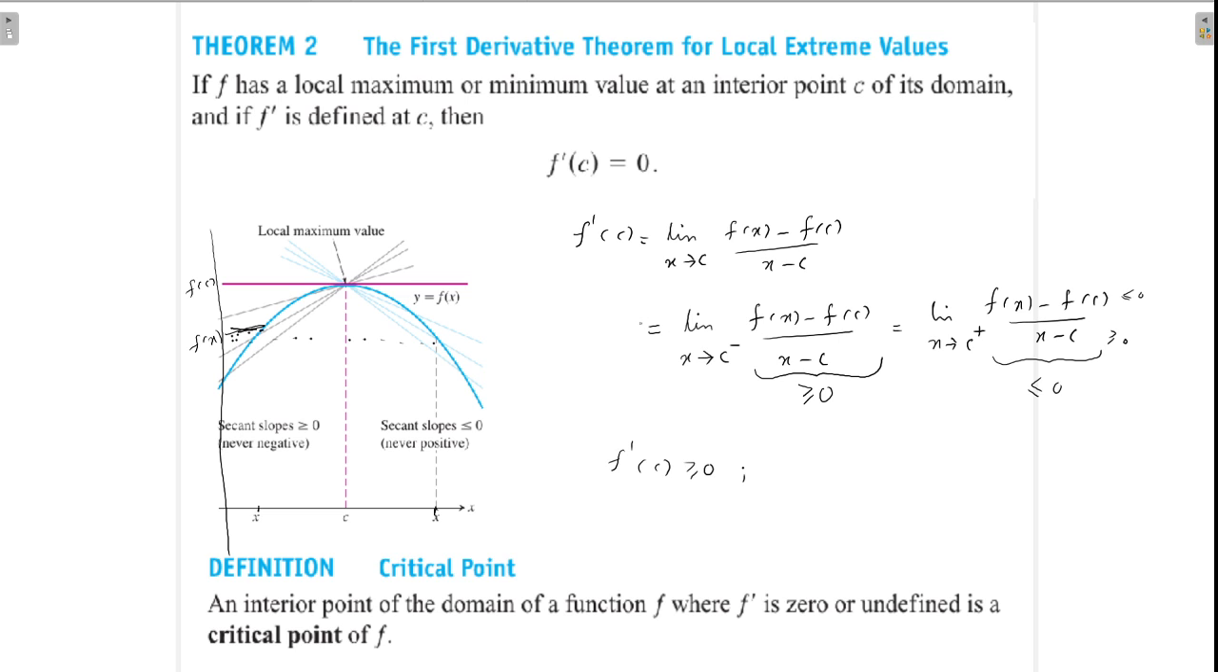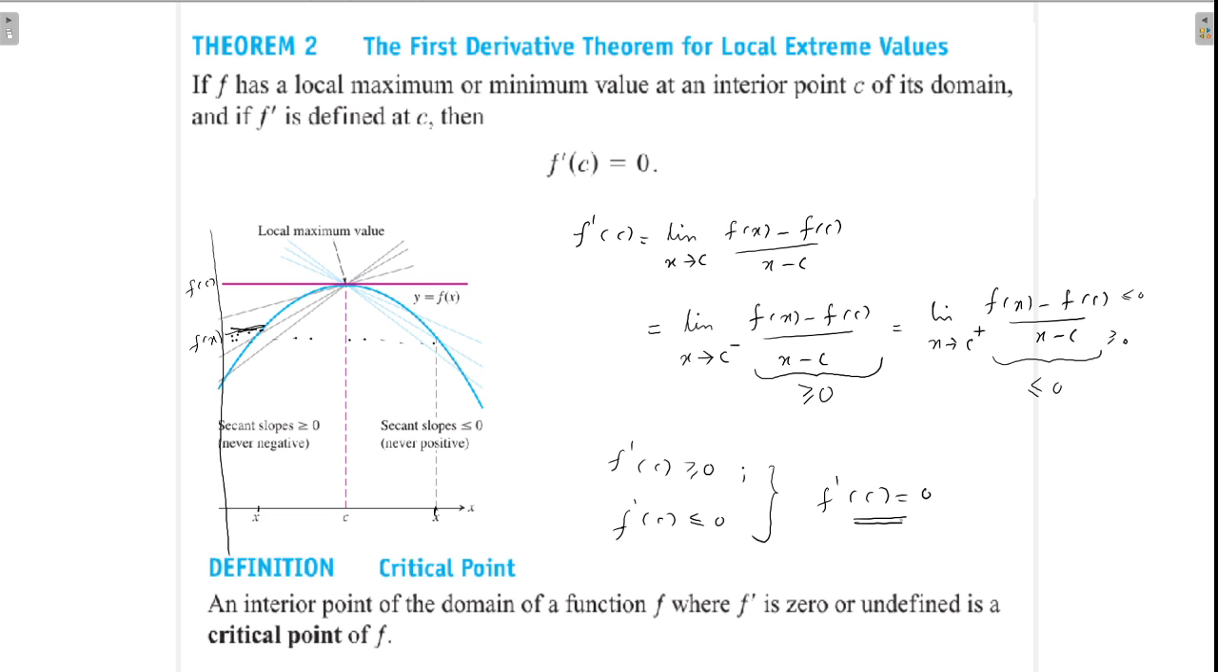That limit is nothing but f dash C. So from the second case, f dash C is less than or equal to 0. From these two inequalities, we can say that f dash C should be 0.